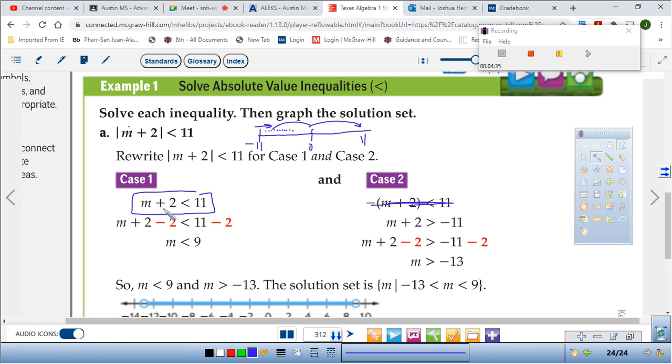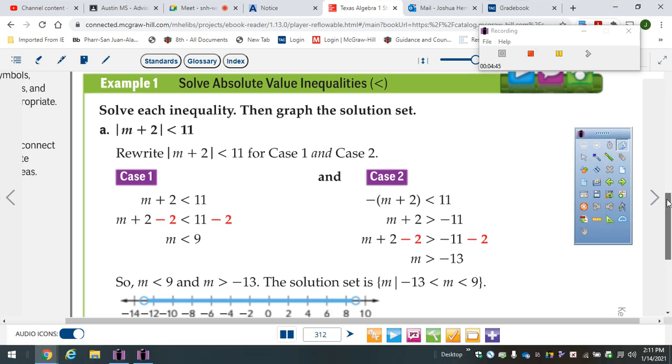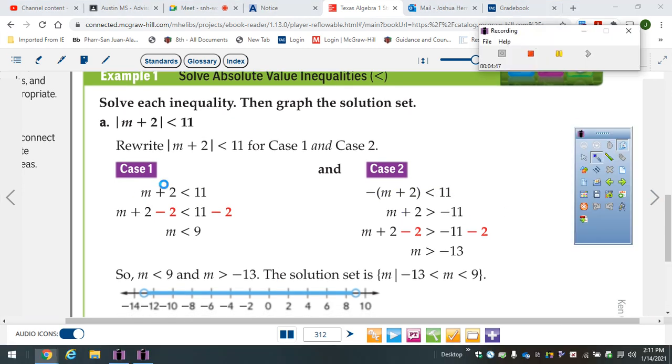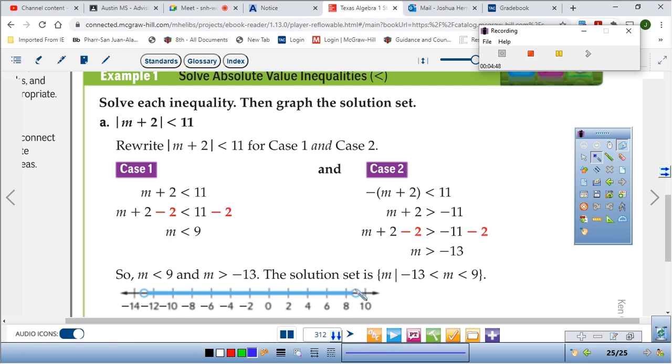I'm going to subtract the 2, so we get m to be less than 9. So a 9 here, going this way. Okay? Case 2, remember, that same thing is going to be greater than negative 11. So in this situation, we subtract 2 from both sides, and we get m to be greater than negative 13.